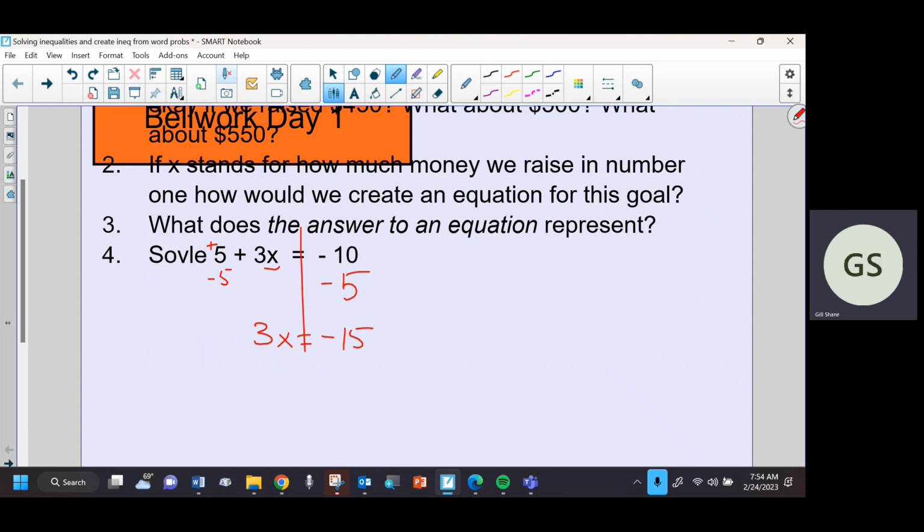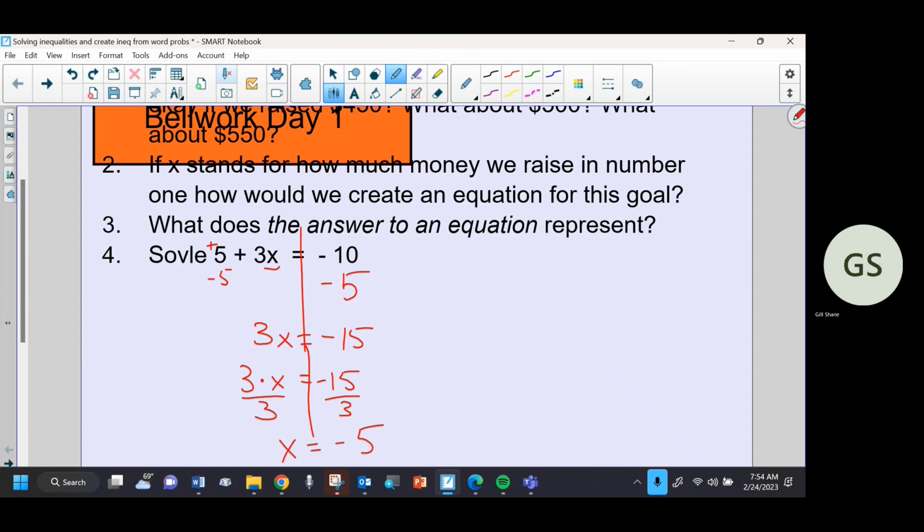And then I think, okay, what's the math going on? What does 3x mean? We're multiplying, right? So if that's multiplication, then I need to do the opposite again. The opposite of multiplying by 3 is dividing by 3. Well, if I do it on one side, I've got to do it on the other side. So I get x equals -5. So that was solving a two-step equation.